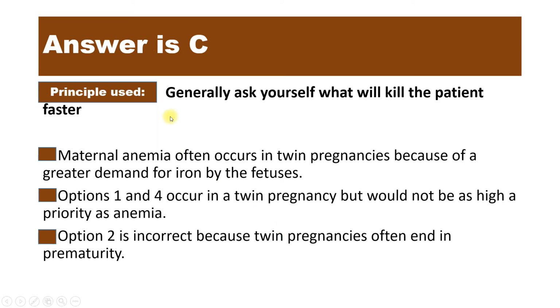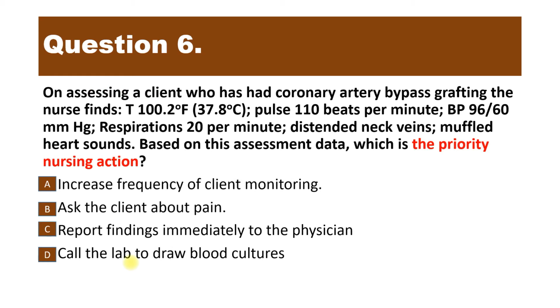Alright, the answer is C, and the principle used is to generally ask yourself what will kill the patient faster. Maternal anemia often occurs in twin pregnancies because of a greater demand for iron by the fetuses. Options 1 and 4 occur in a twin pregnancy but would not be as high a priority as anemia. And option 2 is incorrect because twin pregnancies often end in prematurity, not post-datism or post-term labor. Alright guys, question 6.